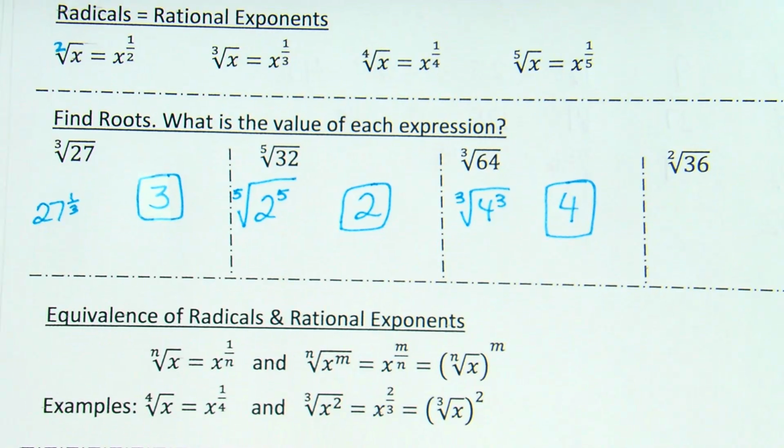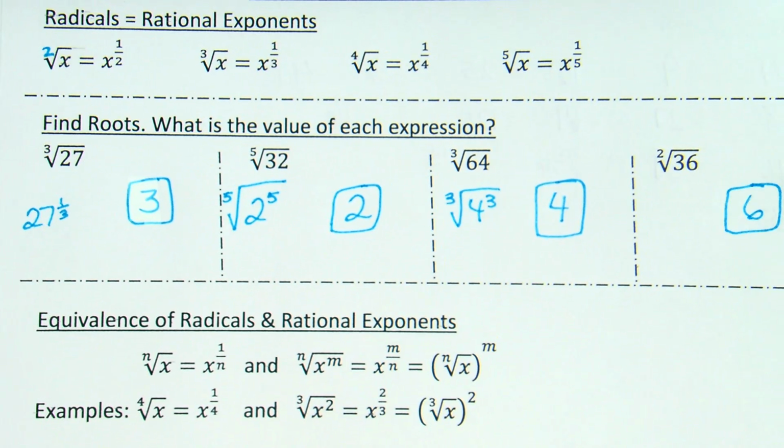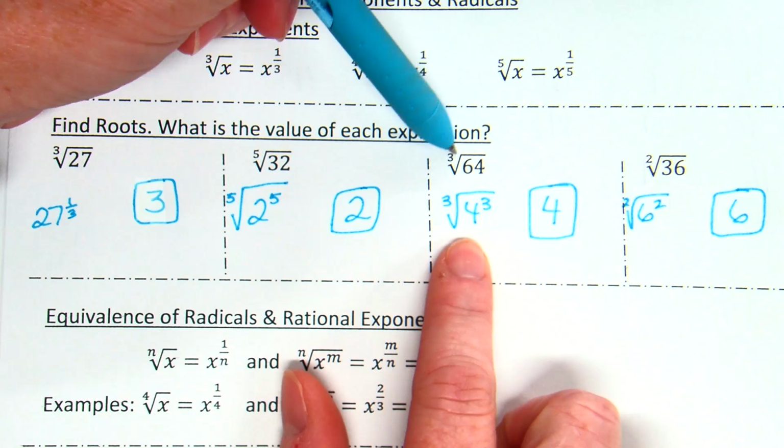Square root of 36. Do you know it? Yeah. 6. Because what number times itself is 36, right? It's easier when you only need 2 of them. And the idea, it's the square root of 36, so it's the square root of 6 squared. As I've written these, you can kind of see, the cube root of 64 is the cube root of 4 to the 3rd. Those 3's basically cancel each other out, and you have an answer of 4.